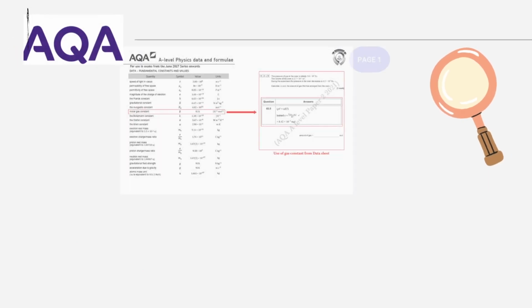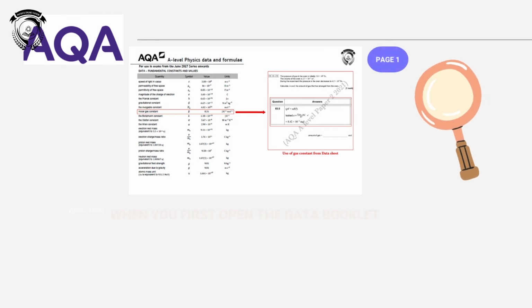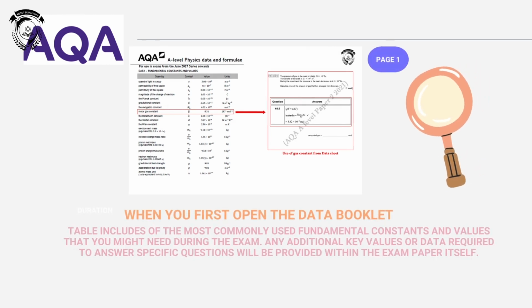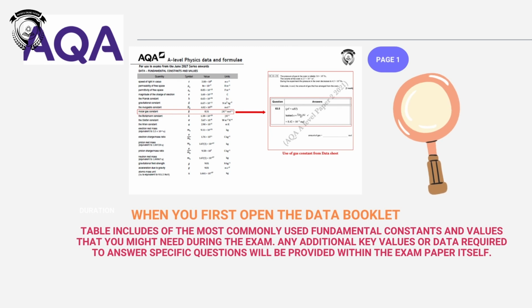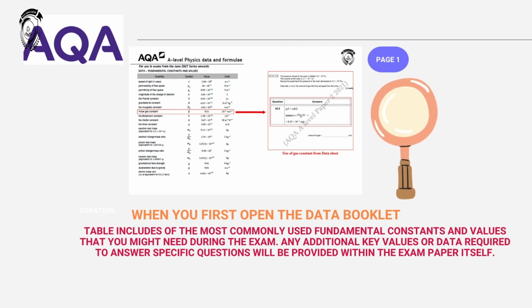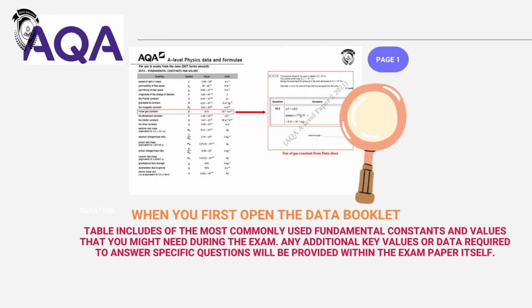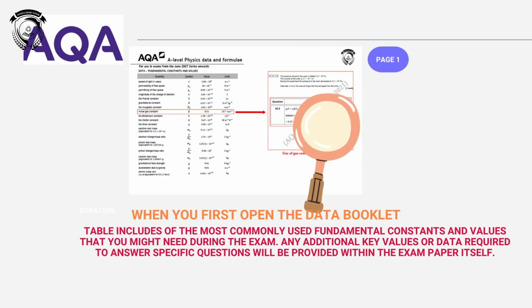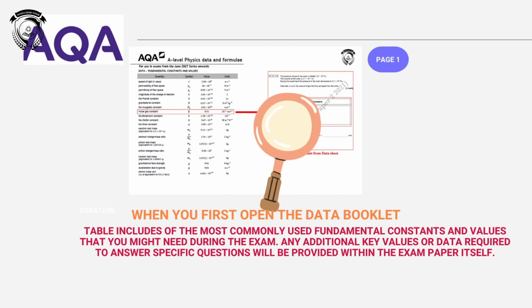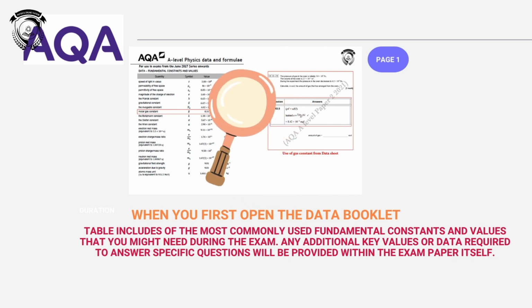Let us scrutinize page 1 of the AQA A-Level Physics data sheet. It includes some of the most fundamental constant values that you might need in the exam. If any additional key or value is required, that is most of the time specifically mentioned in the question itself. So if you cannot find the value of that constant in the data sheet, go over the question again. There might be a value there.